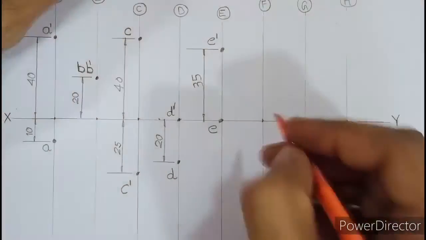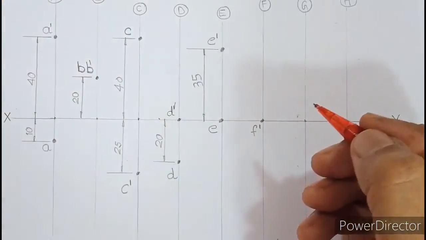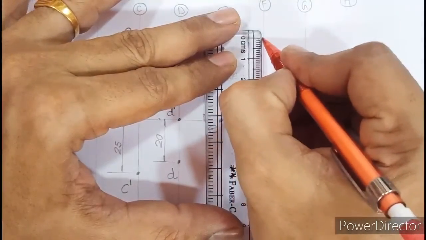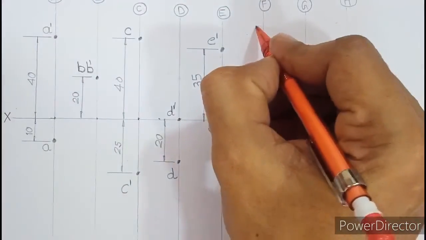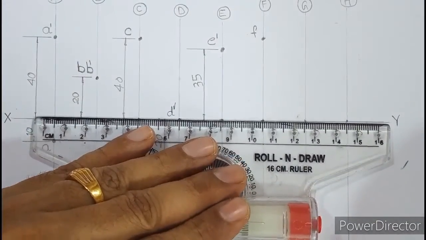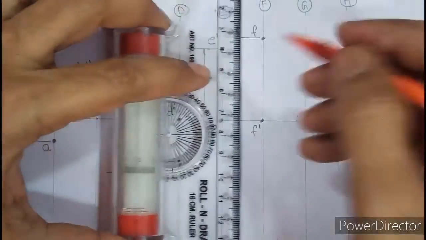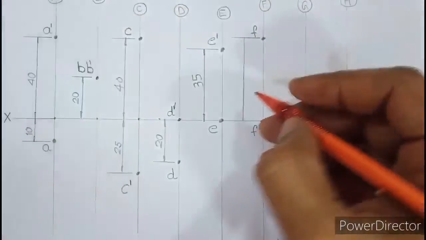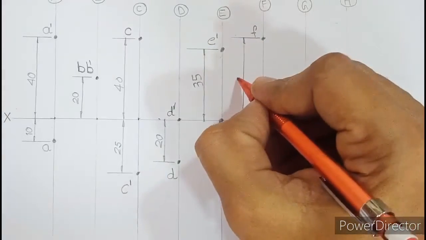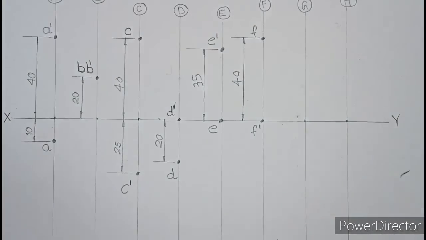So let us mark F dash on XY right below on the left side. And F will move up by 40. So 40 above, let me mark a point. And write F on this side. After that, just show the dimension here. And write 40 like this. Okay.